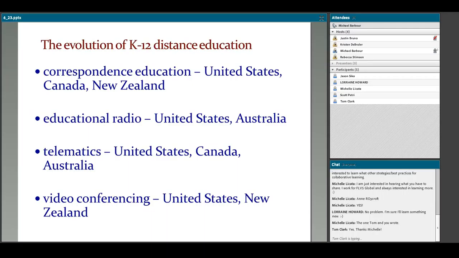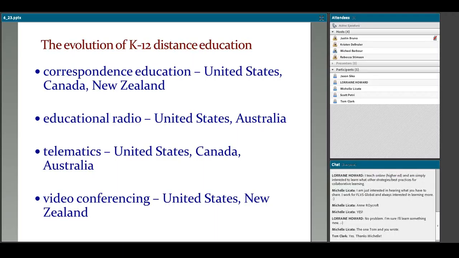Telematics, or audiographics as it's often called, was the way in which this was operationalized in places like Canada, particularly the Canadian province of Newfoundland. It was also used extensively in Australia, and it's still used today. And even the virtual program that's being used in New Zealand right now still uses a significant core component that focuses upon video conferencing. So this sort of history and development that we see to where we get today between the U.S. and internationally is quite consistent.